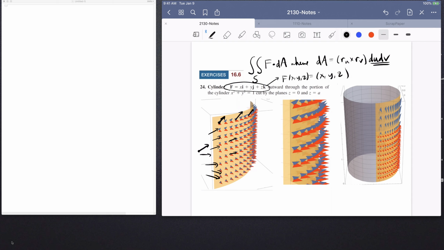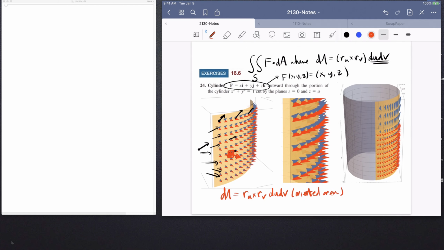Okay, and then we can see here these red vectors. These red vectors are dA, so it's r_u cross r_v. That's the normal vector to the surface, and then it is multiplied by the area of that little part of the surface. So this is what's called an oriented area.